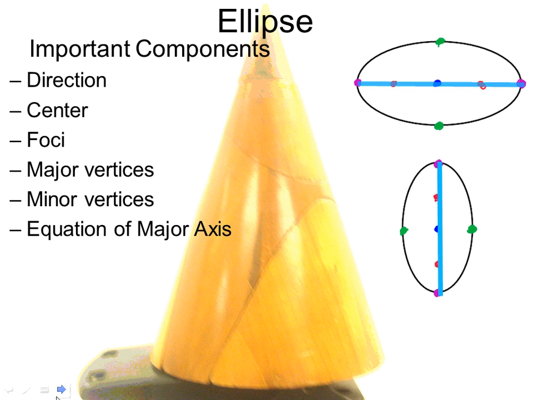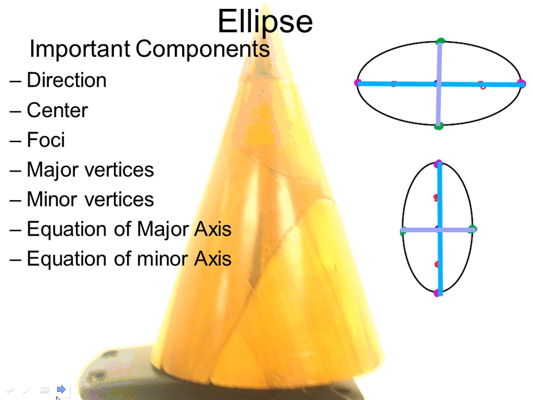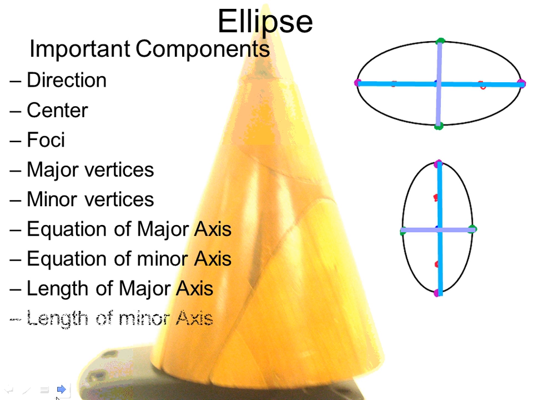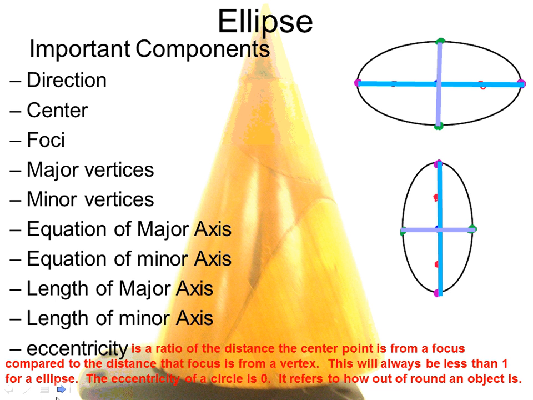We have the equation of a major axis. What is that equation for that direction? We have an equation of the minor axis. We have a length of the major axis. We have a length of the minor axis. So there's a lot of things here, and we have to figure out eccentricity.